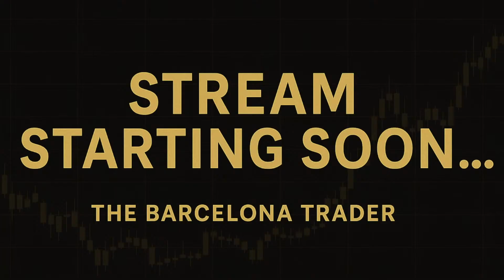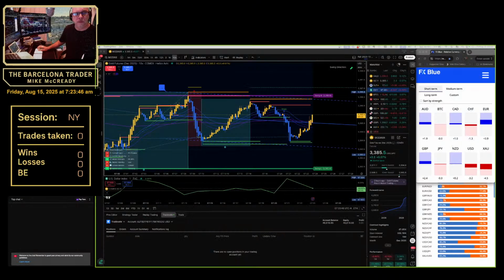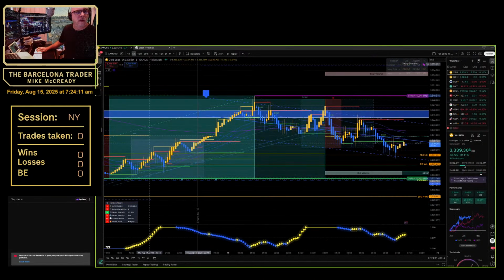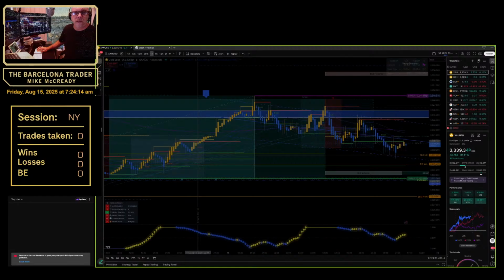Three, two, one. Here we are. Good morning. Okay. Let's get a little lay of the land here and figure out how we're going to play this morning. Looks like overnight, price went up through the Asia session into, let's look at it here together. Here's the 1 hour chart coming up.